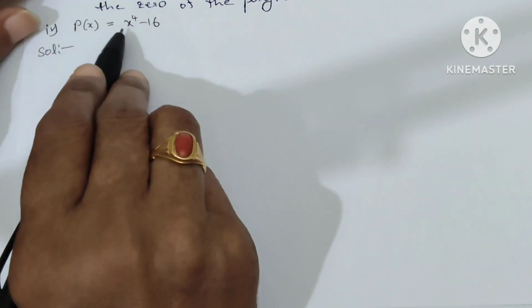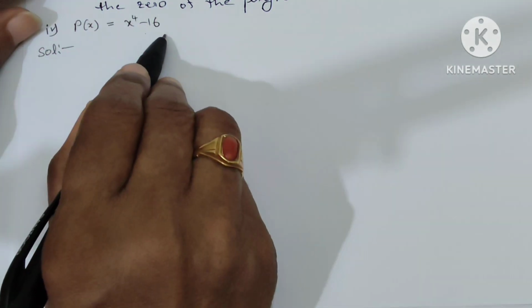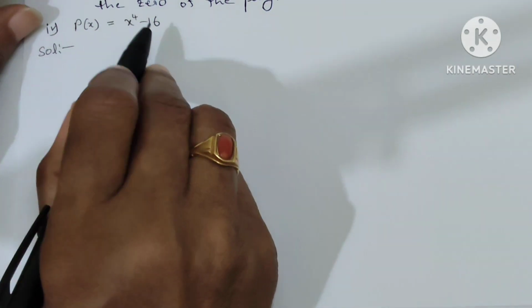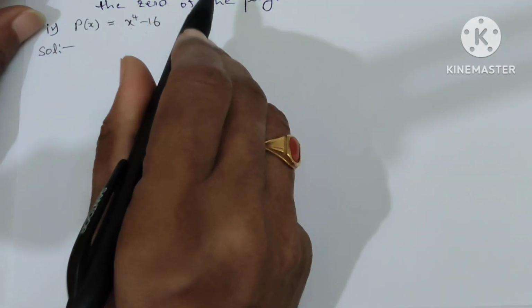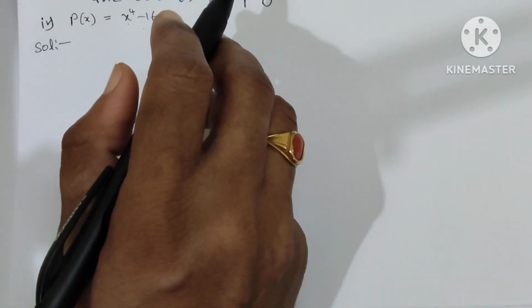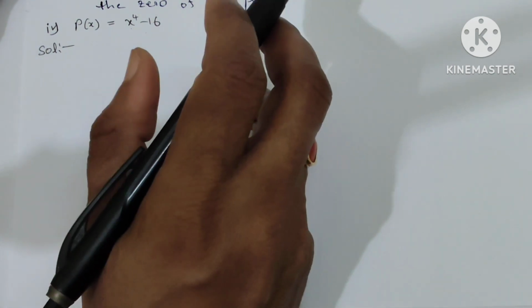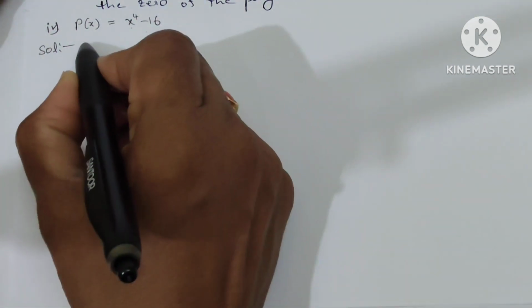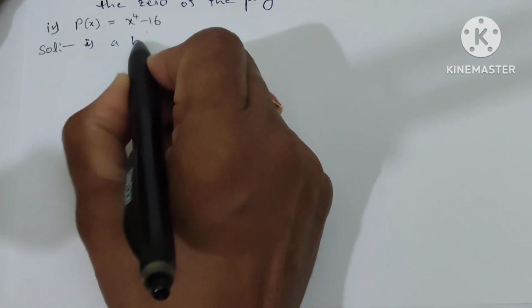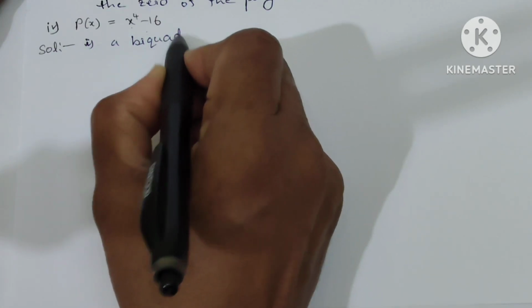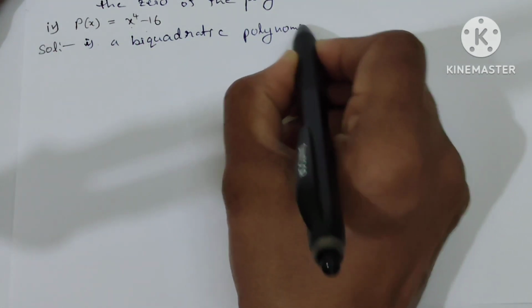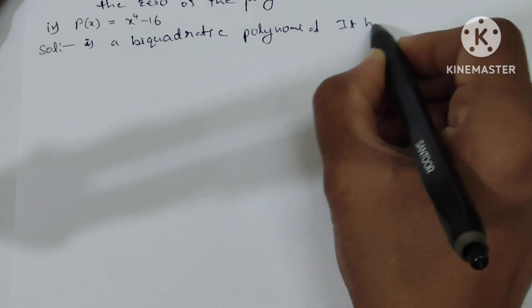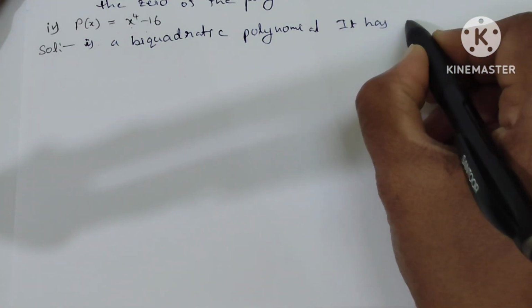Next, the fourth one: x to the power of 4 minus 16. Here x power 4 means a biquadratic polynomial. It has at most 4 zeros, since it is a biquadratic polynomial. So it has at most 4 zeros.